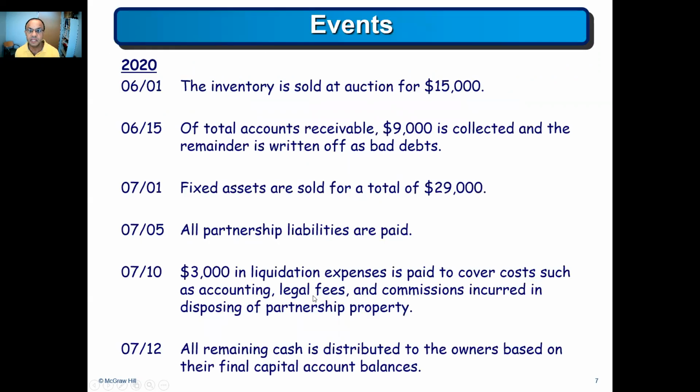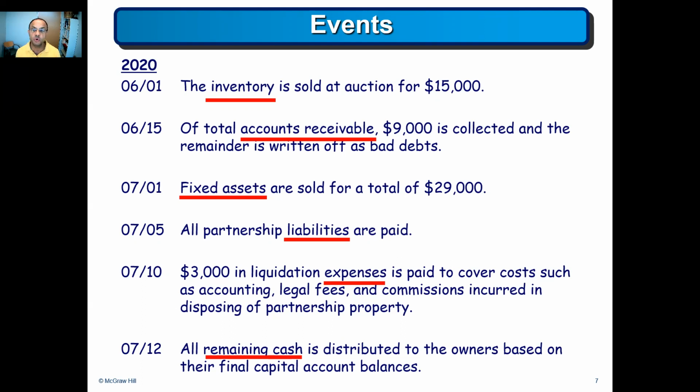Now, the non-cash assets, which are $75,000, have been sold. How did we sell them? First, we sold the inventory for $15,000. Then we sold the accounts receivable for $9,000. Then the fixed assets for $29,000. And by doing that, we finished all the non-cash assets. Then we pay all the liabilities. We incurred some expenses of $3,000, which is liquidation expenses. And finally, we distribute all the remaining cash to the owners.